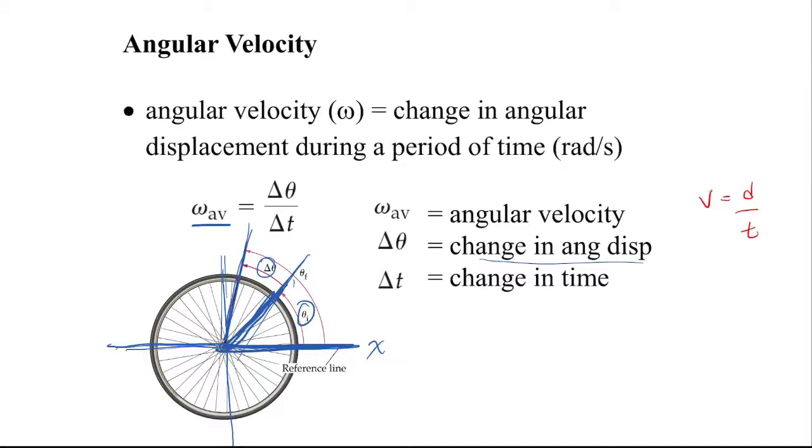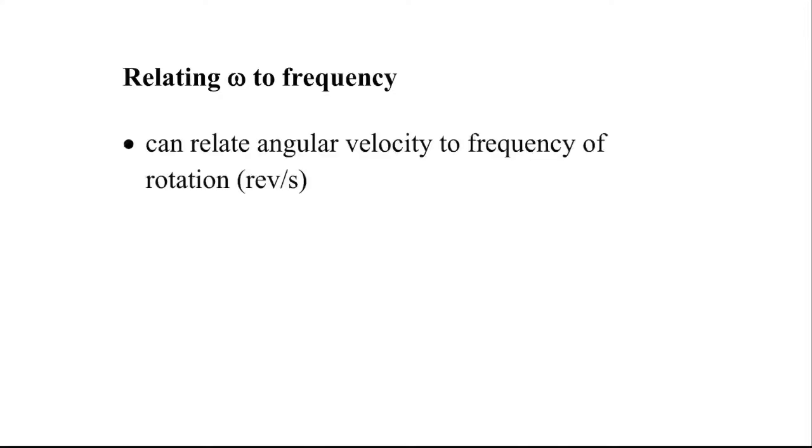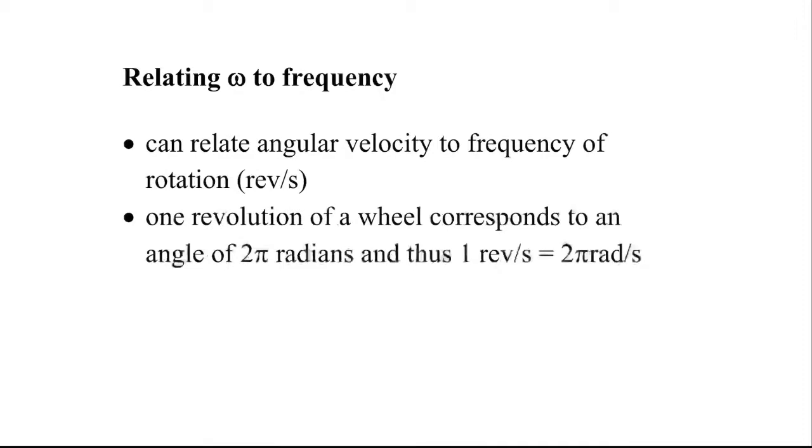Oh, because anything moving in a circle has a period, meaning how long it takes to do one rotation. Anything with a period has a frequency, which is how many rotations per second or per minute are happening, okay? So we can relate angular velocity to frequency in terms of how many revolutions per second are happening. We know one revolution is 2 pi radians, so 1 revolution per second is the same as 2 pi radians per second.